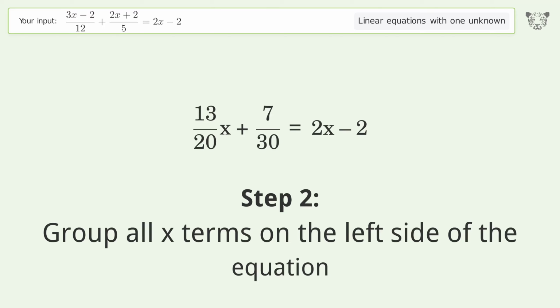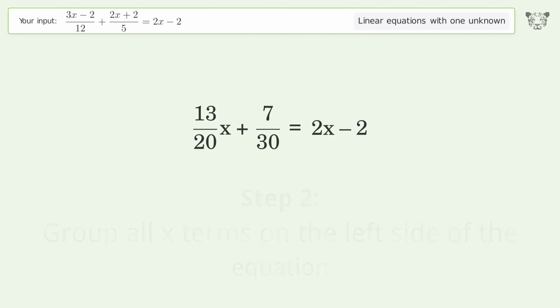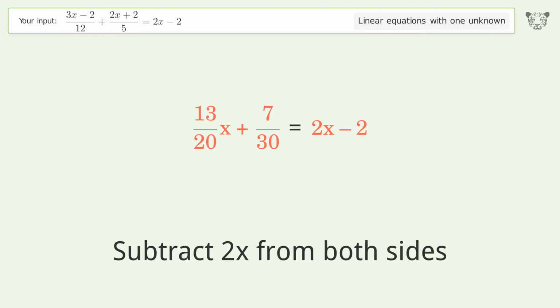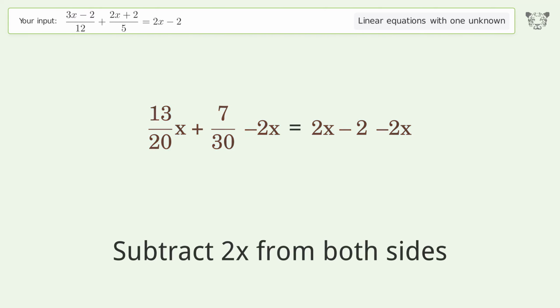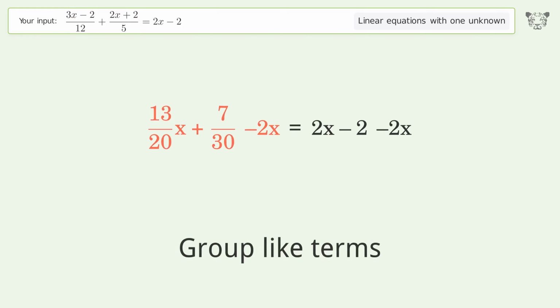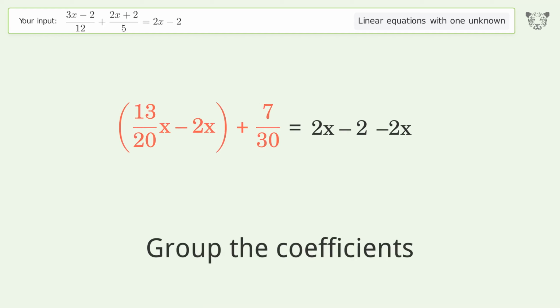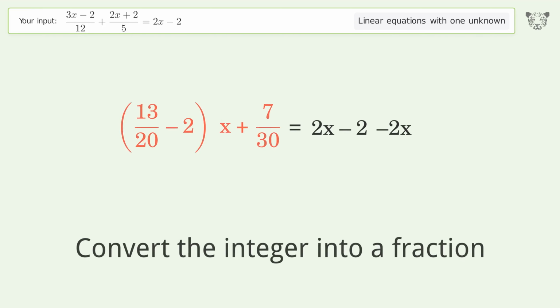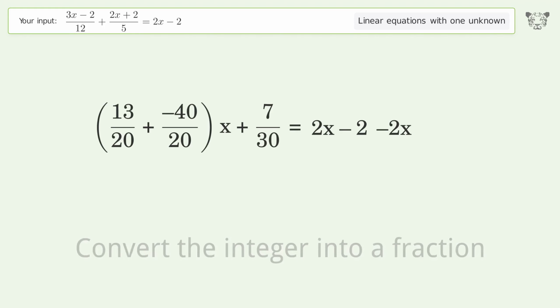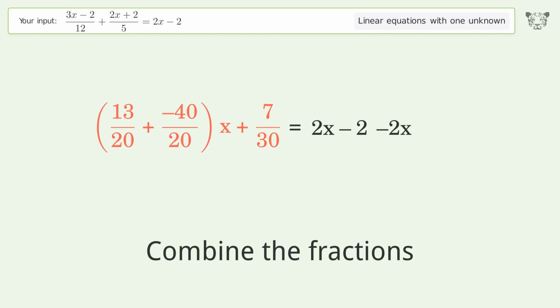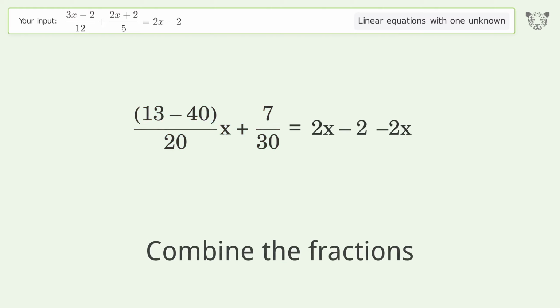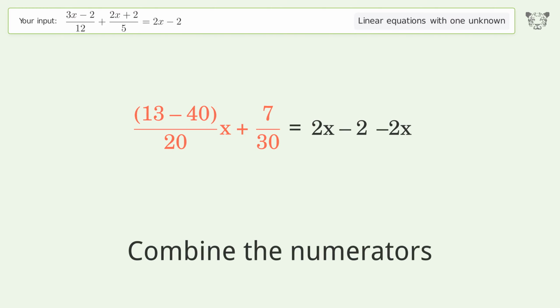Group all x terms on the left side of the equation. Subtract 2x from both sides. Group like terms. Group the coefficients. Convert the integer into a fraction. Combine the fractions. Combine the numerators.